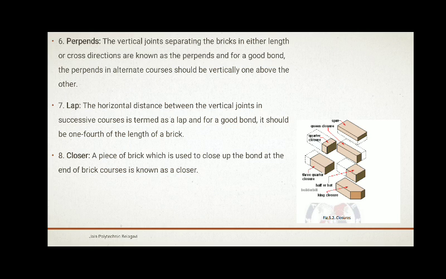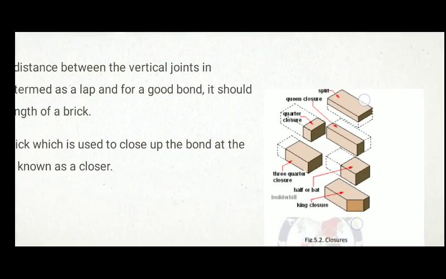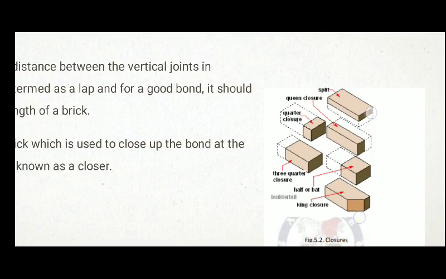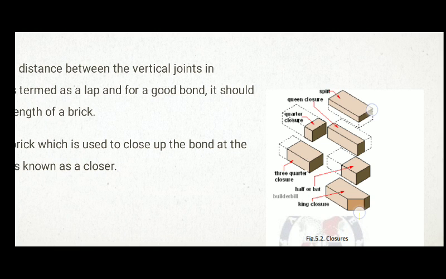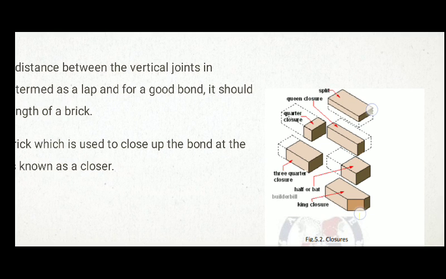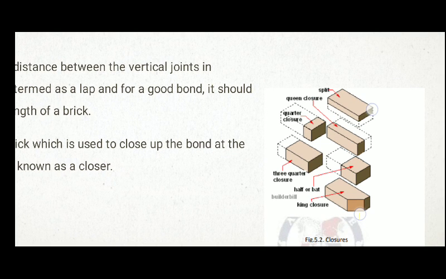Next is a closer. Closer is nothing but a piece of a brick which is used to end or close a masonry. So here in this figure you can see the different types of closers: 3/4 closer, half or bat, king closer, split, queen closer, quarter closer.